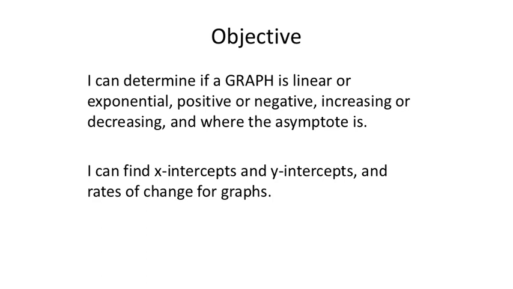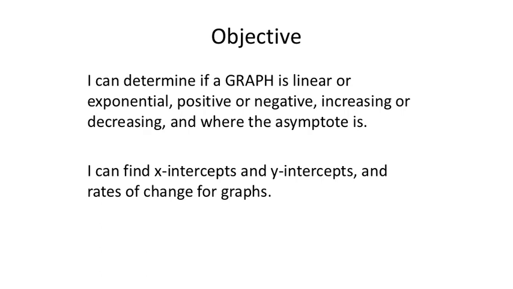Here's our objective for the day. I can determine if a graph is linear or exponential, positive or negative, increasing or decreasing, and where the asymptote is. And then we have another objective there. I can find x-intercepts and y-intercepts and rates of change for graphs. Of course, we've done rates of change already, so that's not a new objective for us, but it's still part of today's objective. So take a minute, copy that down, and we'll get started.